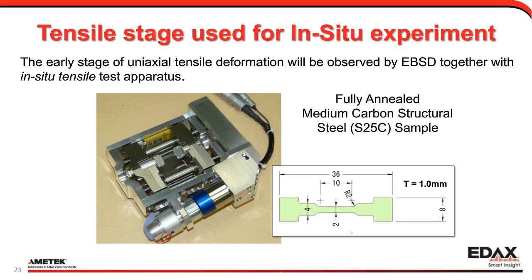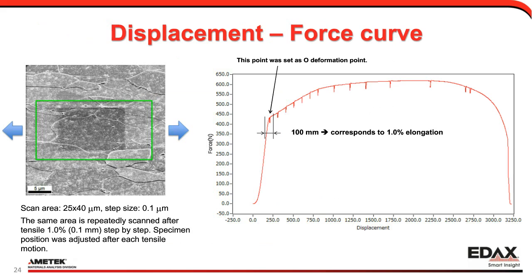So here's an experiment that we've done using an in situ tensile stage, where you can see that the sample can be tilted in that stage, and a little dog bone there, and then we can monitor using EBSD the changes in orientation as the material is strained. So just to show you, here's the force displacement curve. We're scanning a relatively small area because we want to see what's going on within the grains, and we want to do it fast enough that we capture it.